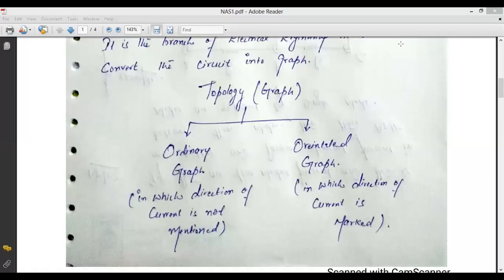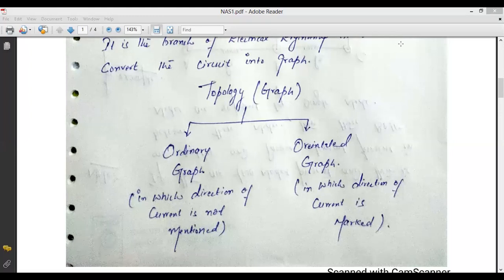So I have told you the difference between the two graphs, the ordinary graph and the oriented graph: in case of an ordinary graph, the direction of the current is not mentioned, but in case of oriented graph, the direction of the current is mentioned or marked. We will discuss later on how this graph can be made, how this topology can be made. But first of all, you have to note down what we mean by network topology.